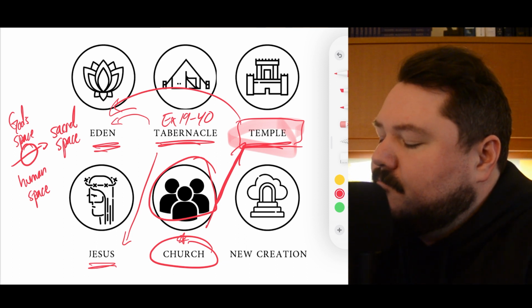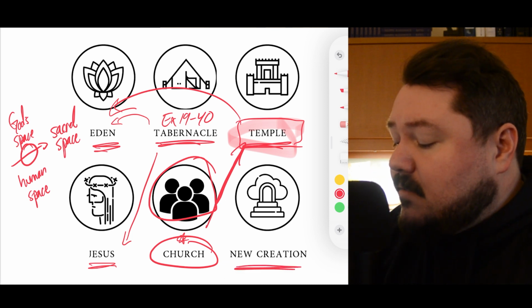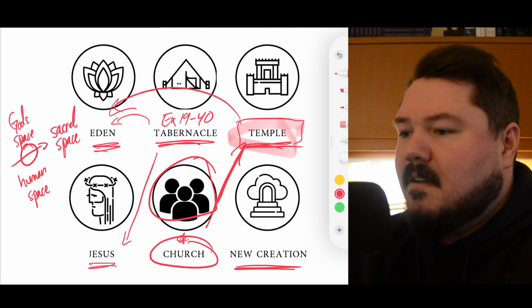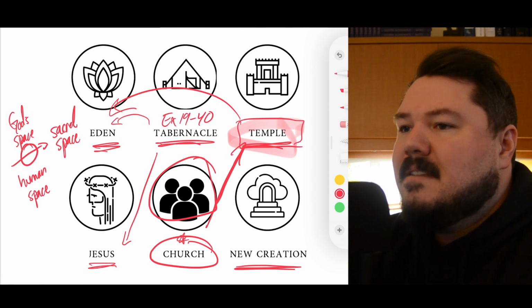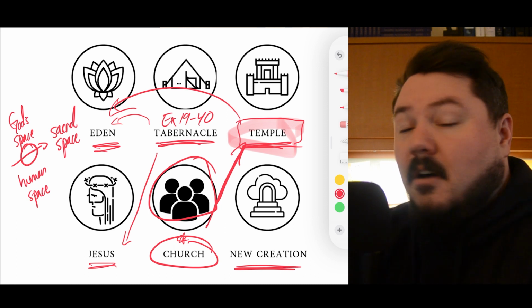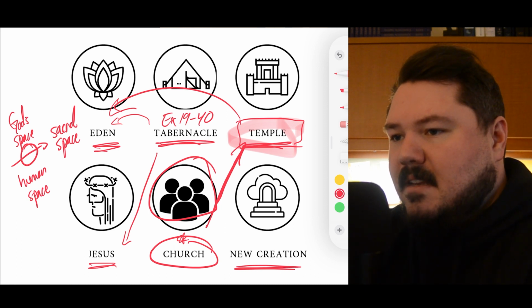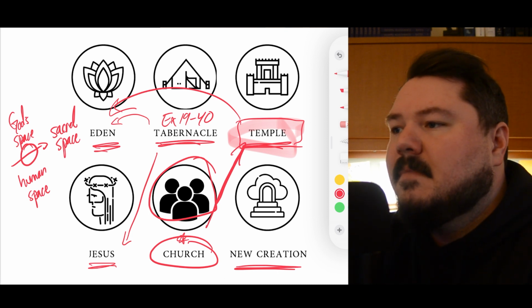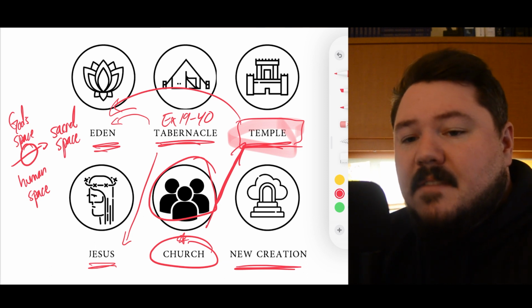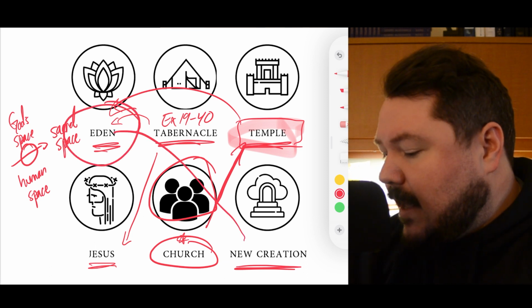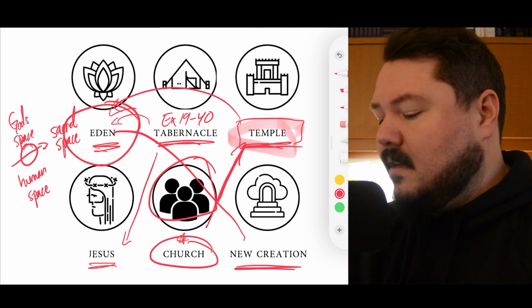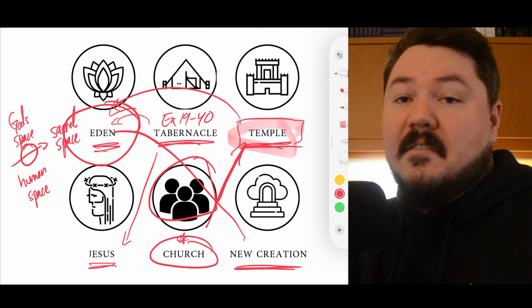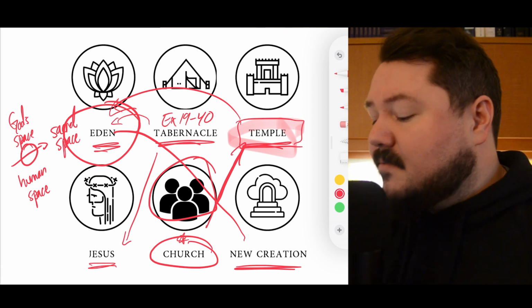And now we also look forward to a day where the book of Revelation describes this Jerusalem, this temple-like garden coming down out of the sky onto the earth. And it's like this greater revelation of God with humanity. And so we also long for that day. And that's what new creation is about. It's actually going back to this Eden place where God is with us and we are with him, and his space is our space.